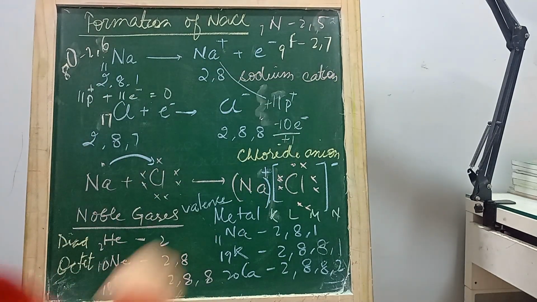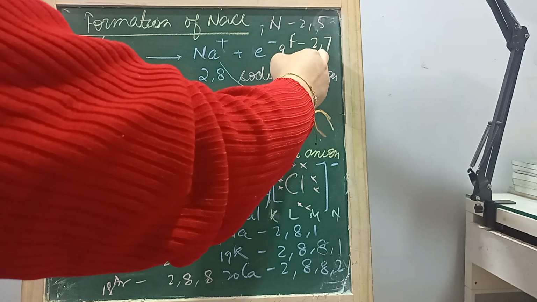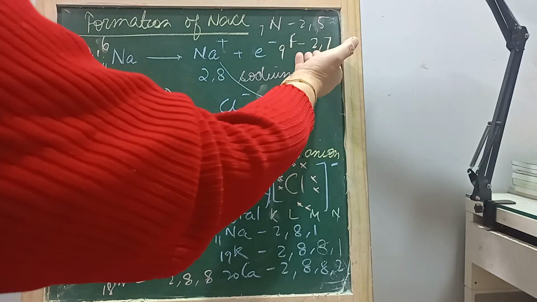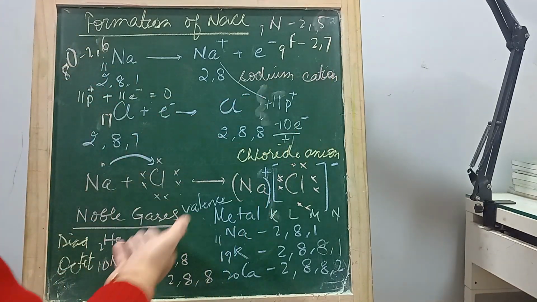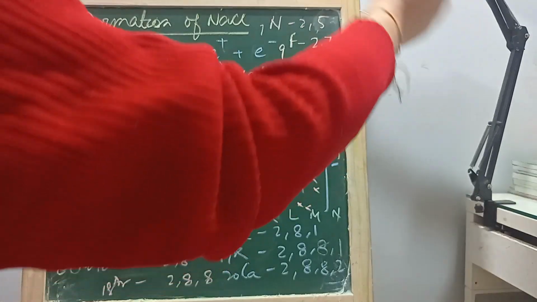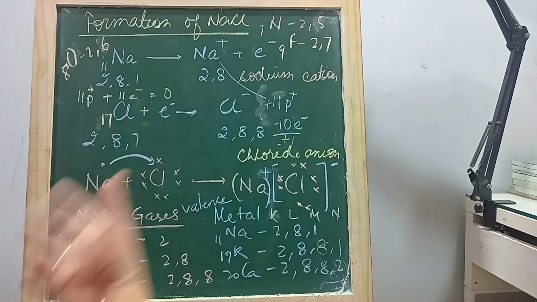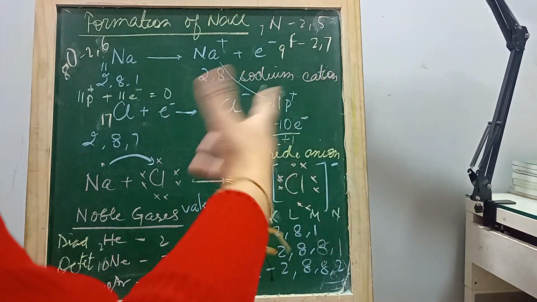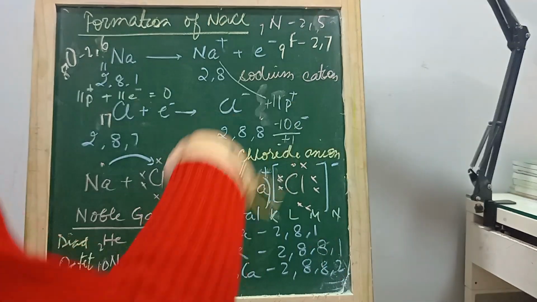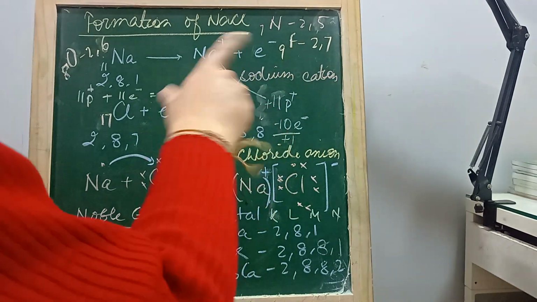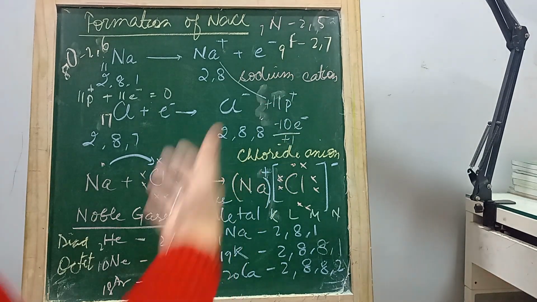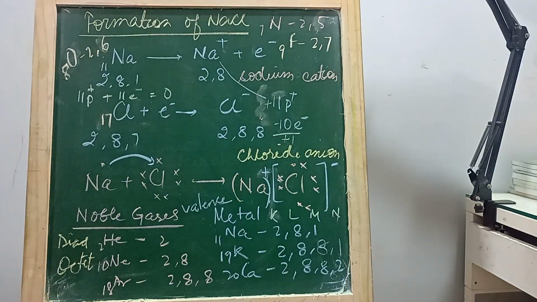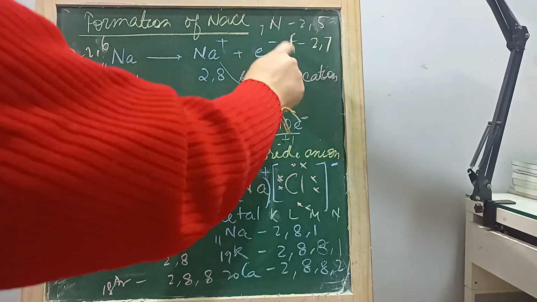Similarly, fluorine can either lose 7 electrons and attain the electronic configuration of helium, or gain 1 electron and attain the electronic configuration of neon. It is better to just gain 1 electron and become an anion, and it will attain the stable electronic configuration of neon. So these are oxygen, nitrogen, fluorine.